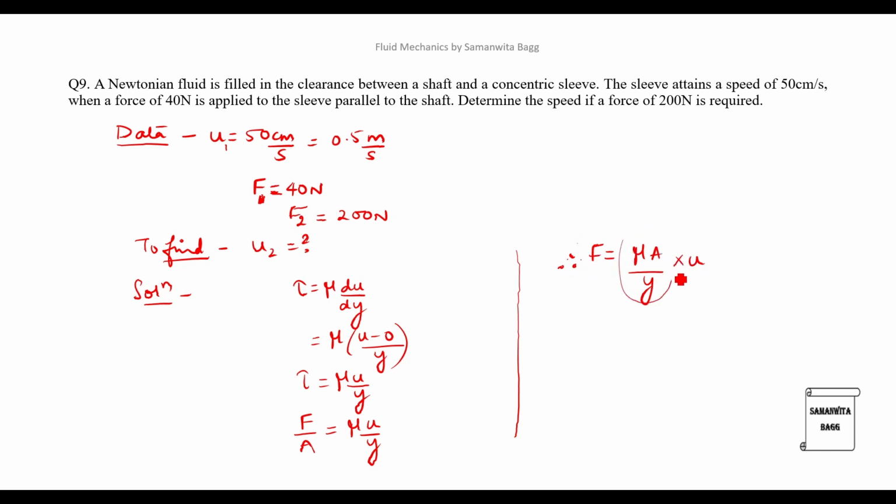If you observe these three quantities for a particular fluid, the value of mu will be constant. The area between the shaft and sleeve will be constant. The value of y is also going to be constant. So if everything is constant, we can say that by using mathematics, force will be directly proportional to the speed. Or I can also say F1 upon U1 is equal to F2 by U2. I know the value of F1 is 40, U1 is 0.5, F2 is 200, U2 is unknown.